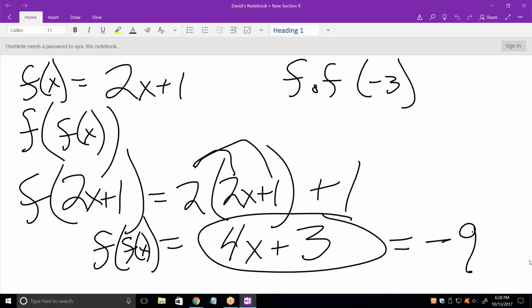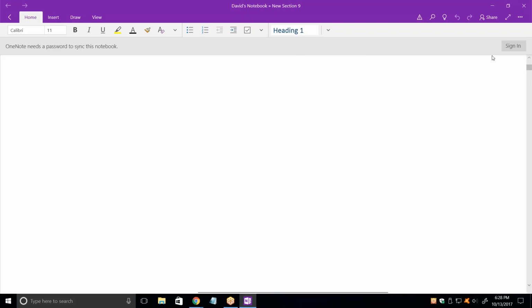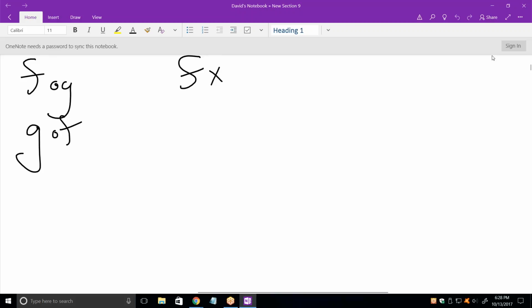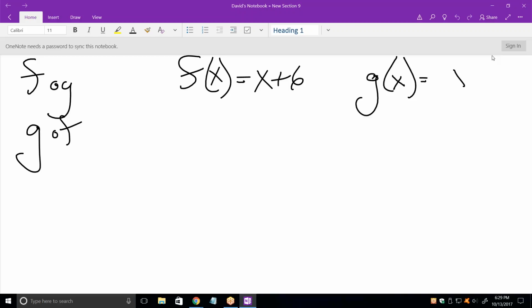So it says find the f of g of x and the g of f of x and the domain of each. So in the equations it gives us f of x equals x plus 6 and g of x equals x minus 6. Okay, let's do the first one. What's f of g? And give it to me. What is f of g going to be?